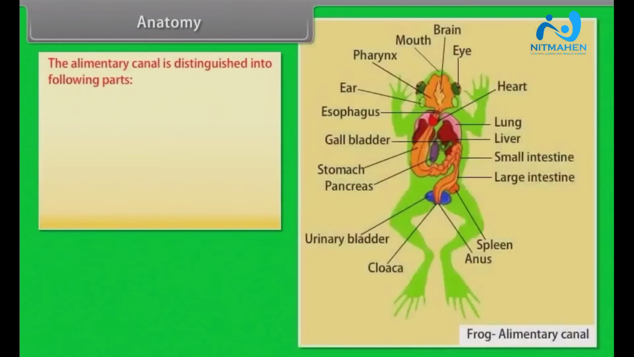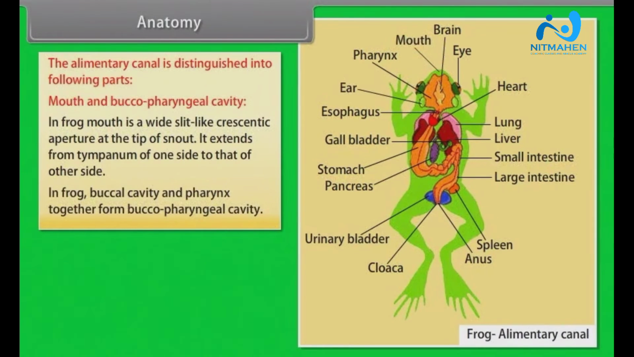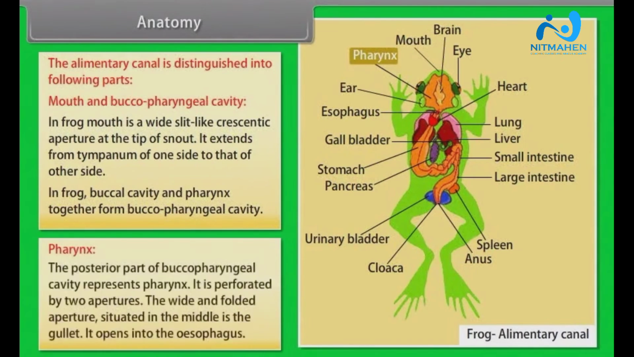Anatomy. The alimentary canal is distinguished into following parts: mouth and buccopharyngeal cavity. In frog, mouth is a wide slit like crescentic aperture at the tip of snout. It extends from the tympanum of one side to that of other side. In frog, buccal cavity and pharynx together form buccopharyngeal cavity. Pharynx. The posterior part of buccopharyngeal cavity represents pharynx.